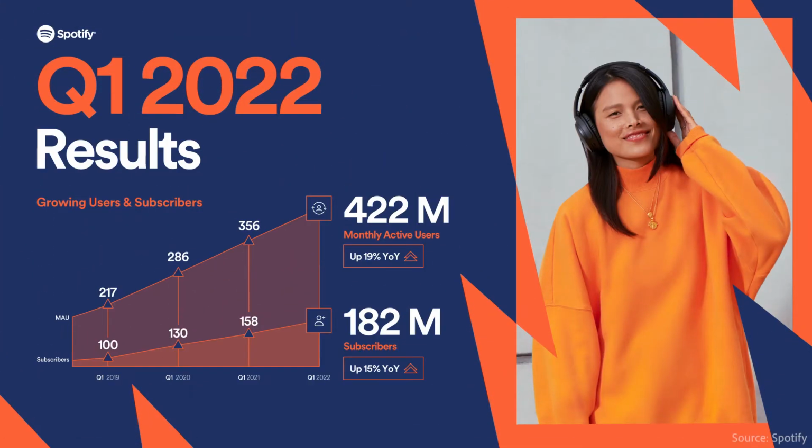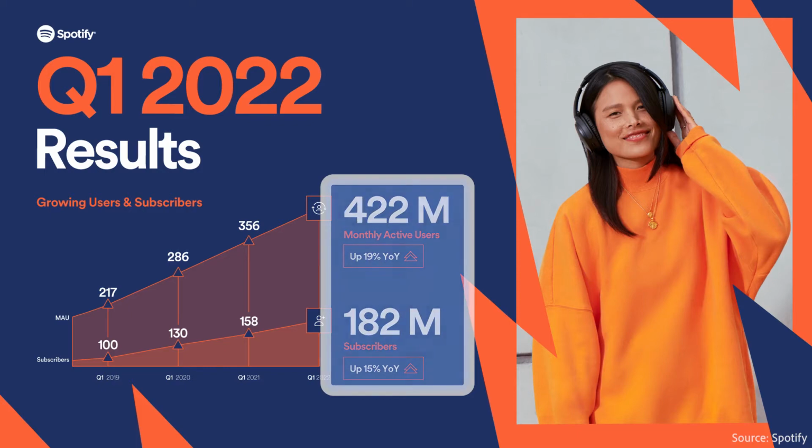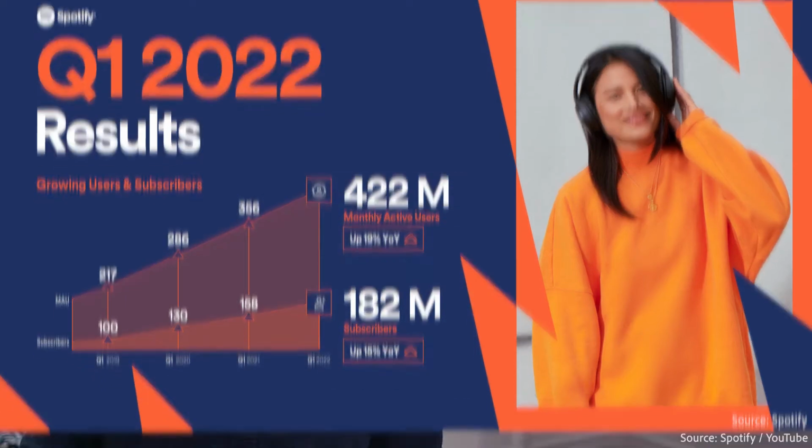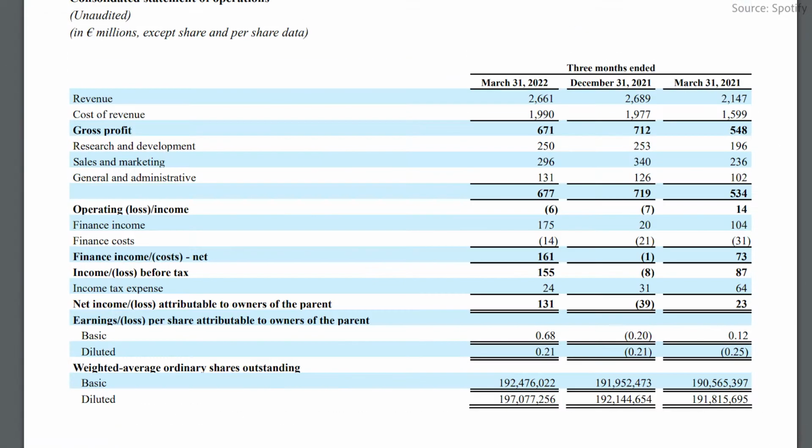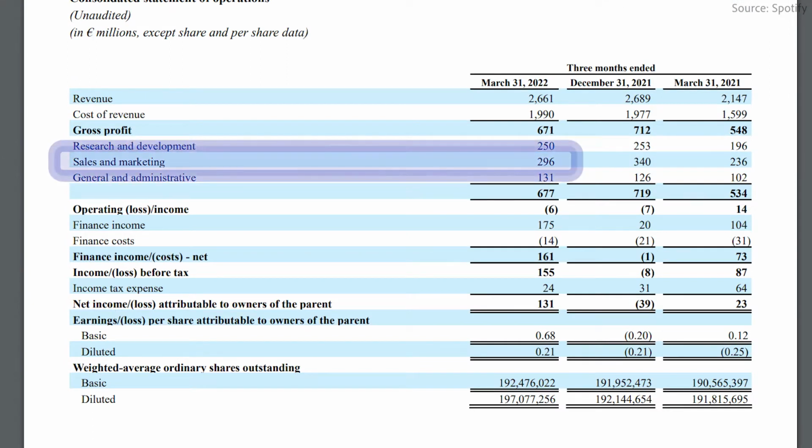But as of Q1 2022, Spotify has basically doubled those numbers. But in 2021, the company spent over $1 billion on sales and marketing, largely due to advertising costs for its campaigns increasing. According to its Q1 filings, the company already spent almost $300 million on sales and marketing just this year. So what if Spotify wanted to cut back on its ad spend in Q2 and optimize its acquisition efforts?